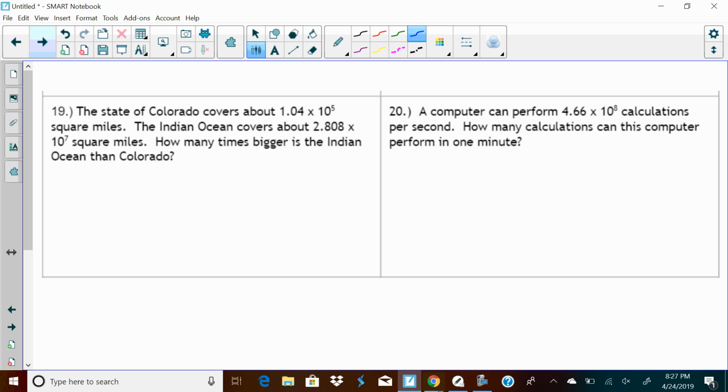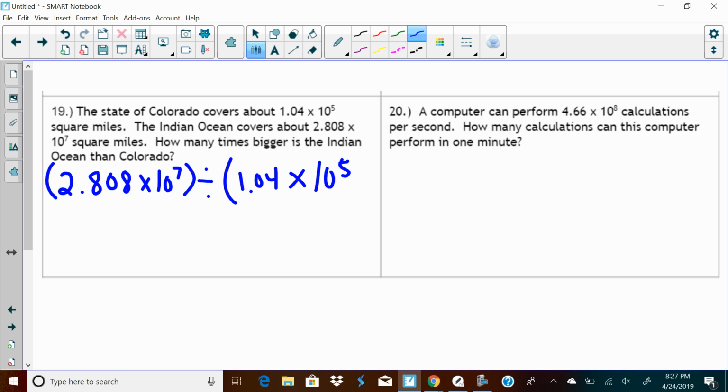Okay. Number 19 says the state of Colorado covers about 1.04 times 10 to the fifth square miles. The Indian Ocean covers about 2.808 times 10 to the seventh square miles. How many times bigger is the Indian Ocean than Colorado? So we are going to divide. So we're going to do 2.808 times 10 to the seventh divided by 1.04 times 10 to the fifth.